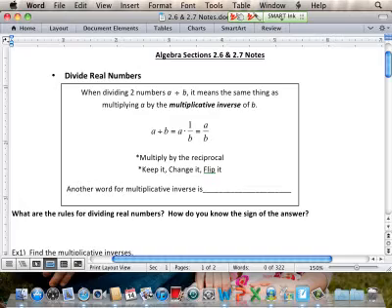Okay, so when dividing real numbers, we're going to look at dividing as multiplying by the multiplicative inverse, okay? Multiply by the reciprocal. Something that you'll hear me say a lot in class is keep, change, flip. Keep the initial guy, change the middle sign to multiply, and then flip the other one, okay? Another word for multiplicative inverse is the reciprocal, okay? All right.